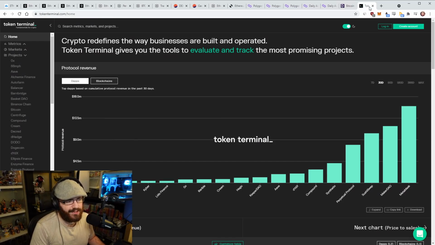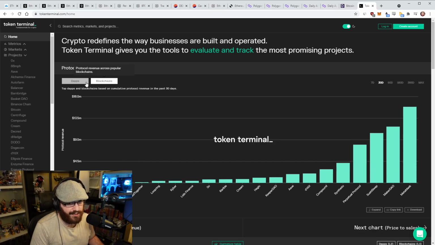So the last thing I wanted to go through today was this dashboard from Token Terminal. This is the best dashboard I have ever come across for measuring various things like protocol revenue for different DeFi apps and blockchains. You can see here.